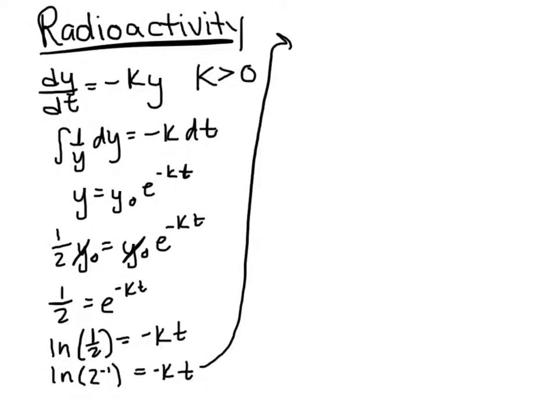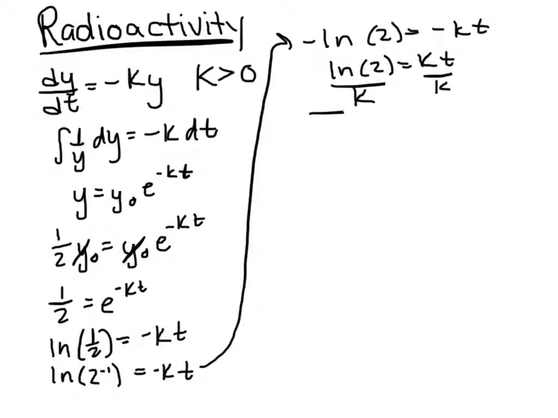But another one of our logarithm rules is that if I have an exponent, I can multiply that down in front. So negative natural log of 2 is equal to negative kt, which means that the natural log of 2 is equal to kt. We want this in terms of k, so we're going to divide both sides by k. I'm sorry, my k's sometimes look like one less thans. So we have that the natural log of 2 over k is equal to t.